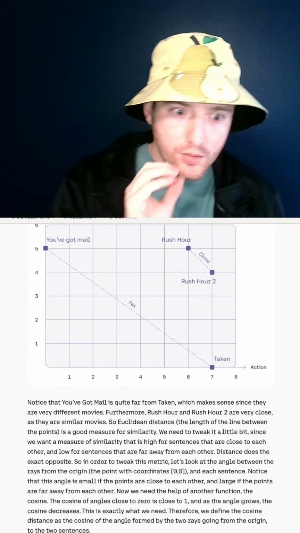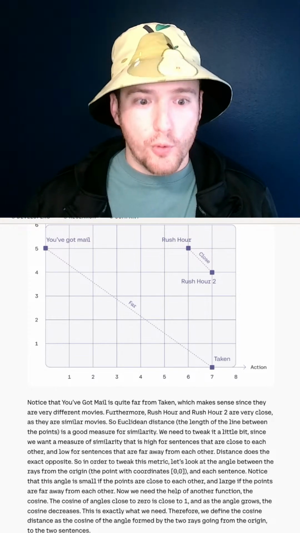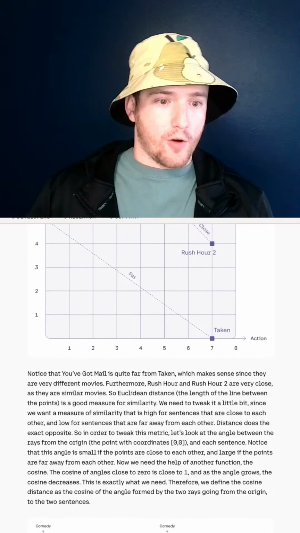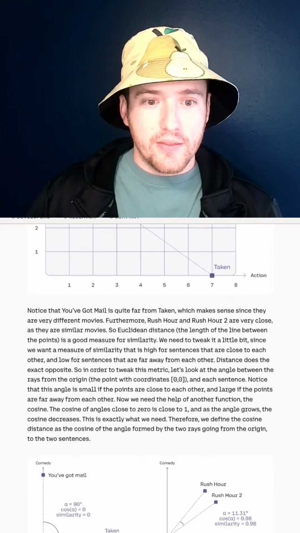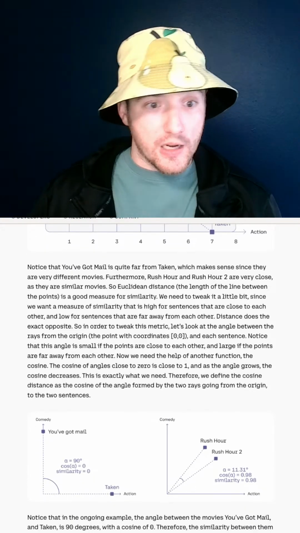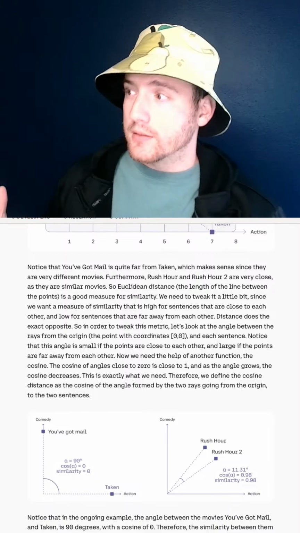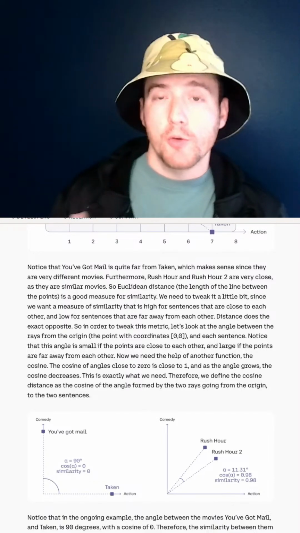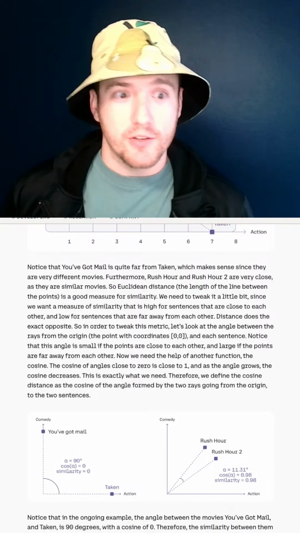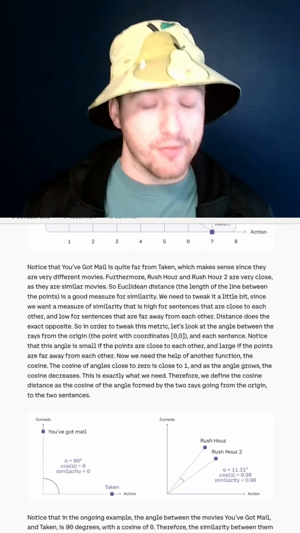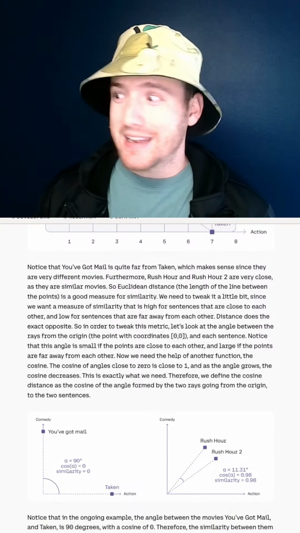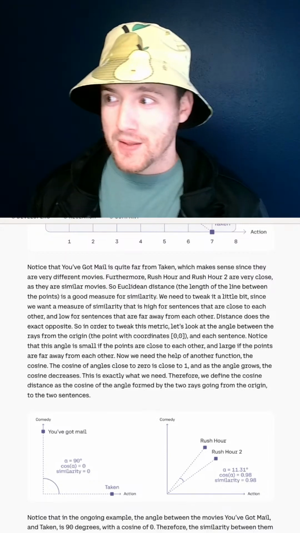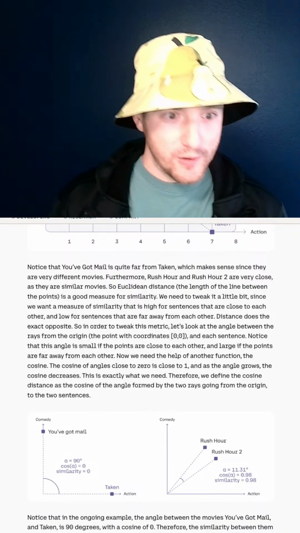So notice that this angle is small if the points are close to each other and large if the points are far away from each other. Now we need the help of another function, the cosine. So recall back to middle school. You wonder where you use cosine, tangent, all this fun stuff, the Pythagorean theorem. Don't use it in the day-to-day, but here it is again. So refresh those training wheels.